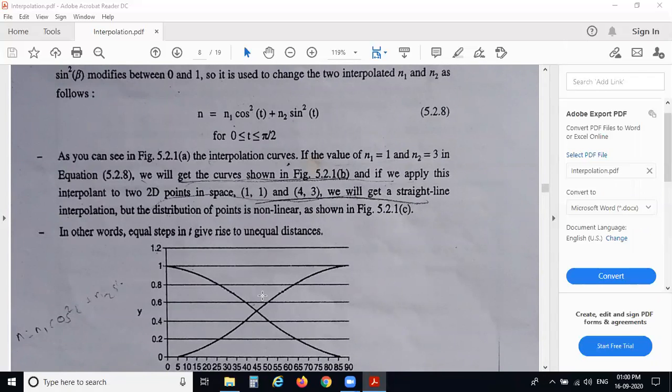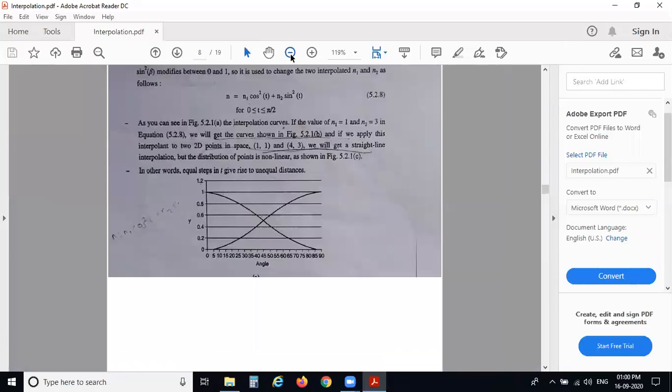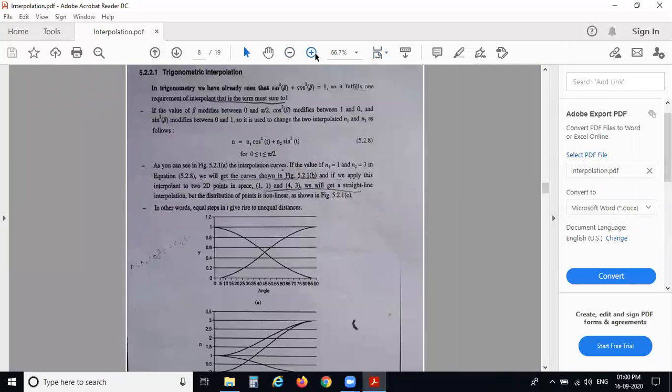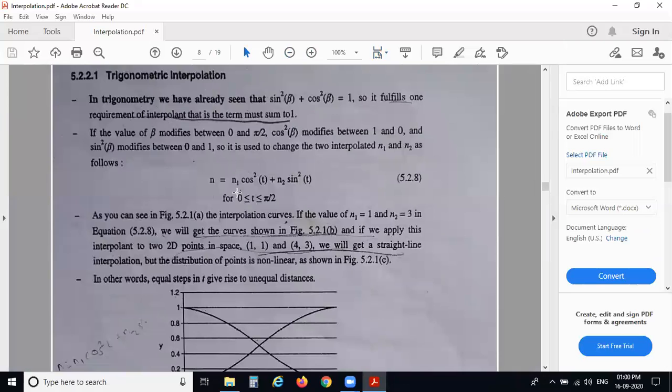Here the value of n1 is 1 and n2 is 3. Here is the equation, n is equal to this term. With this equation, that is 5.2.a, we will get the curves shown in the figure. If we apply this interpolant to two 2D points in space, 1, 1 and 4, 3, we will get a straight line interpolation, but the distribution of points is non-linear, as shown in figure C.